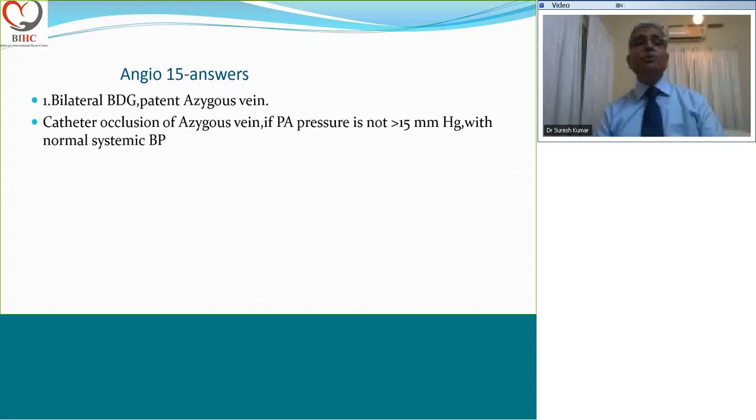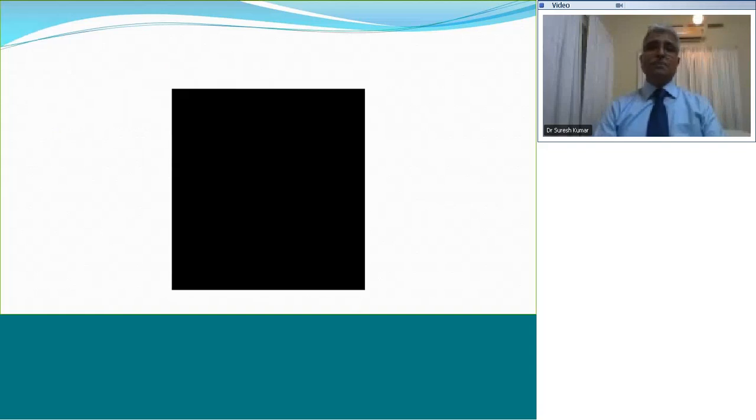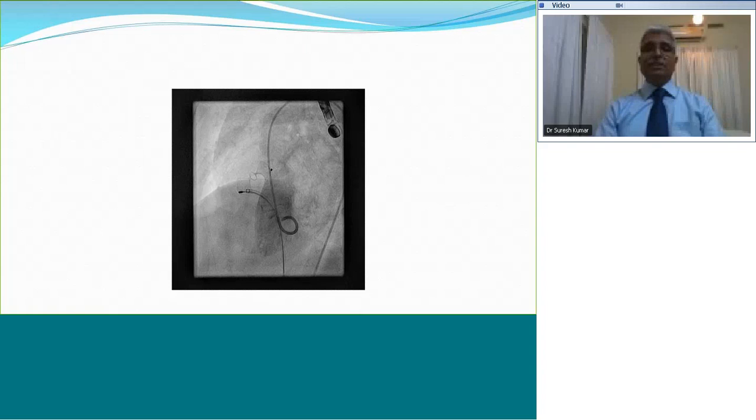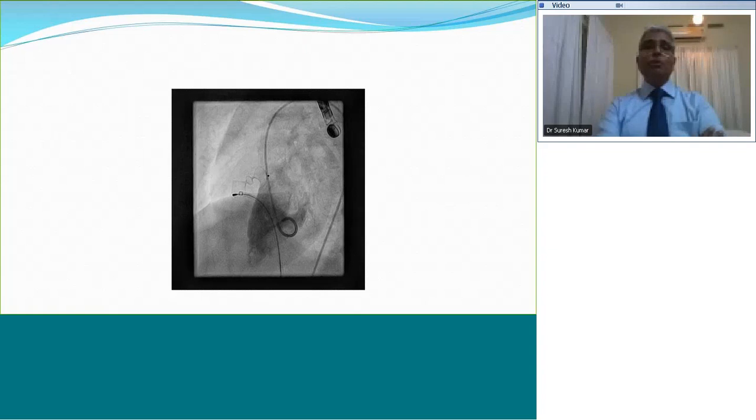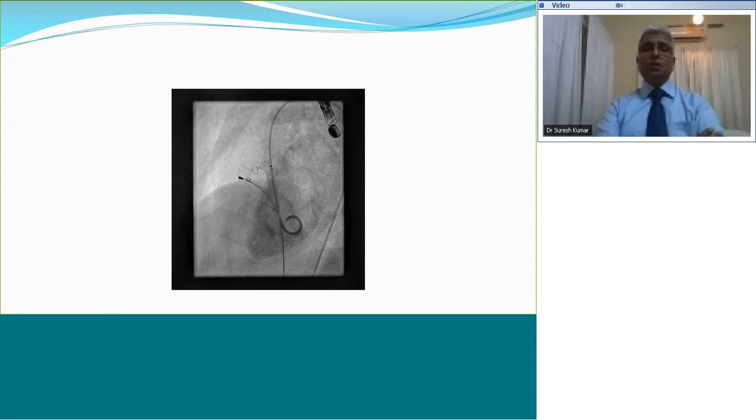Angio 16, again you tell me what is the procedure. You should also tell me what is the device that is used. Something that you are very familiar with now. I'm coming to simpler angios towards the end of the presentation. So describe this angiogram, tell me what is the device and tell me what is the route. Okay, quick. I'm on borrowed time.